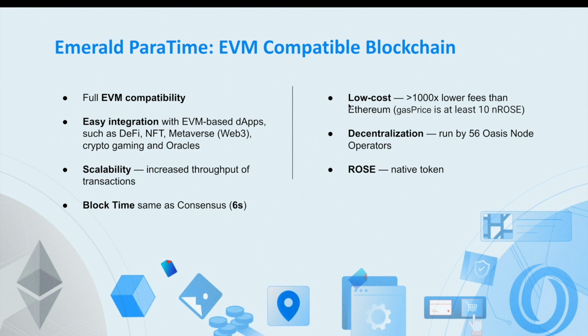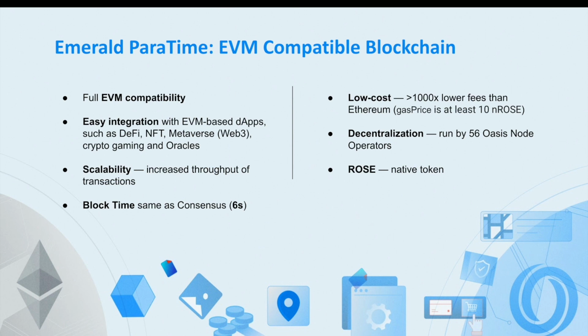Now, how do you benefit? You benefit with very low cost for transactions. You benefit with much faster transactions than on Ethereum. We have the block time same as consensus, so this is 6 seconds. And the scalability, you know now why it's so high, with increased throughput.